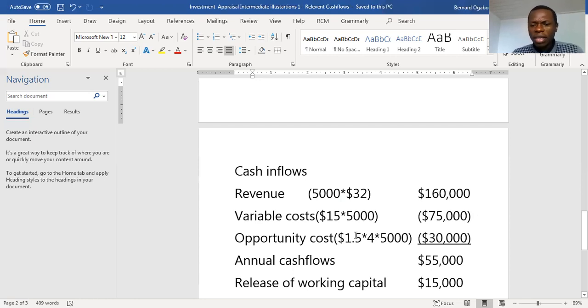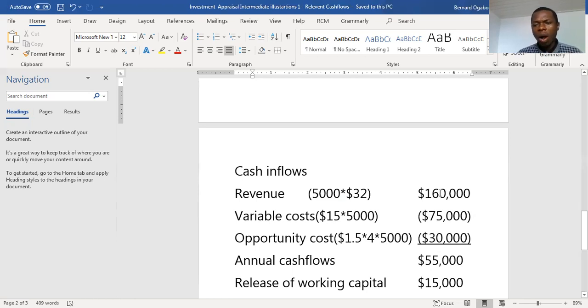We are told that labor is constantly in short supply. So we're going to pull labor from another location that generates a contribution of $1.50 per hour and bring them to this new product that we want to make. The consequence is that we're going to lose contribution equivalent to this. So it is $1.50 multiplied by 4 hours of labor per unit multiplied by 5,000 units. And that gives us 30,000 contribution that we're going to lose every year from bringing labor to this new location.